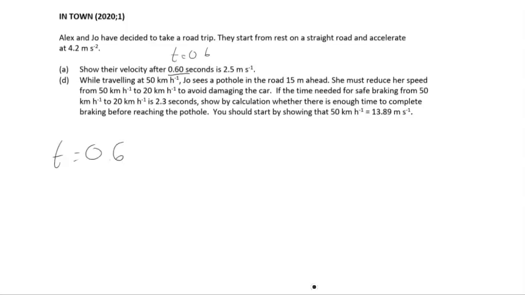Alex and Joe have decided to take a road trip. They start from rest, so perfect. Initial velocity is 0, and they accelerate at 4.2 meters per second squared. So step 1, these are the variables that we know. Step 2, what are we trying to find out? We're trying to find out their velocity, so we're trying to work out VF, which is a question mark, although our answer should end up being 2.5.